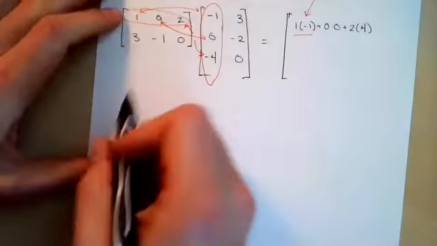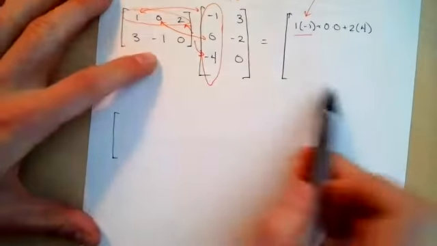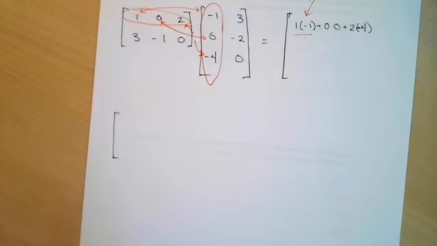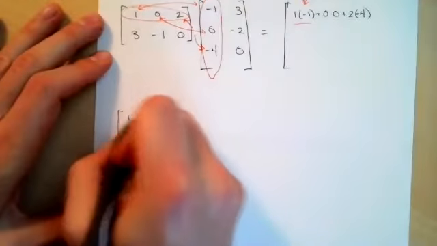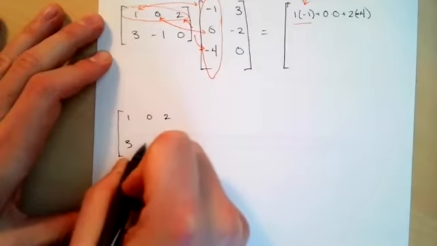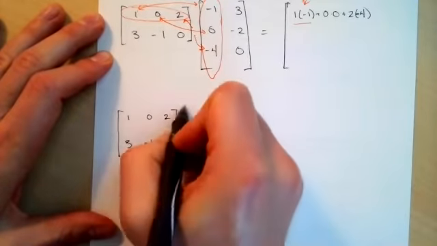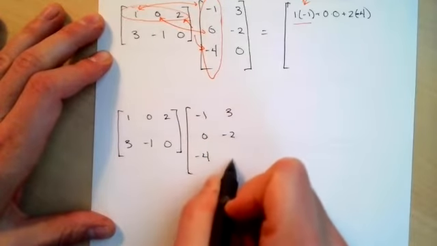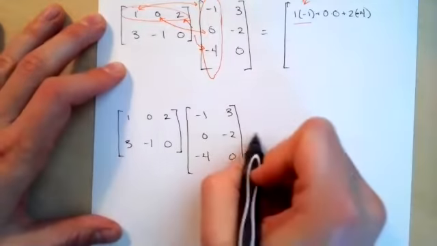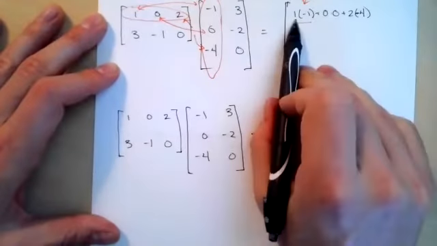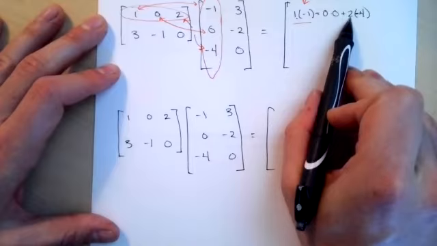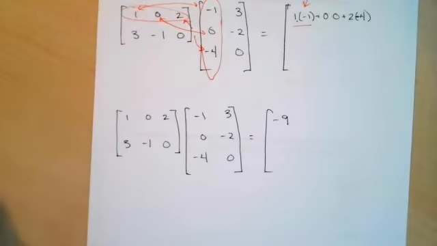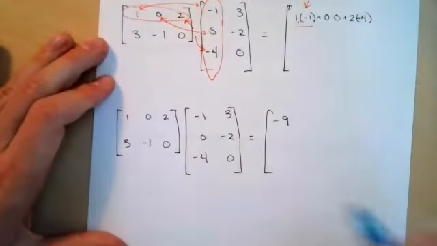Everyone see how that works? Shouldn't it be 2 times -4? -4, yes, thank you. So we computed that first position. We're going to get -1, -8. So we'll have -9 in that first position. And now we can move on to the other positions.